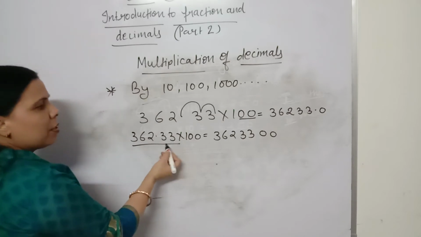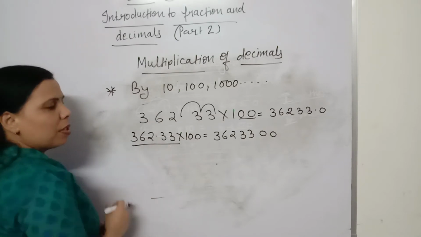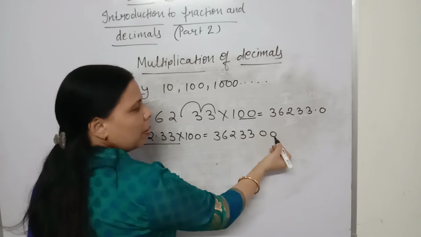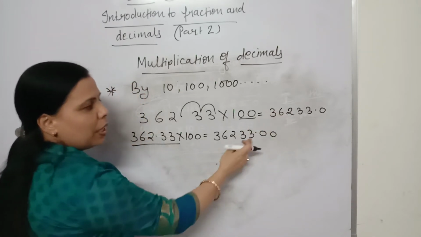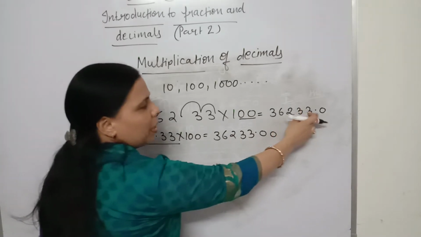Now see how many digits of decimals are there. So decimal 2 digits are there. From right side count number of digits 1 2. Put decimal here. So you can see both the answers are matching. Here after decimal we have 2 zeros. Here after decimal we have 1 zero.